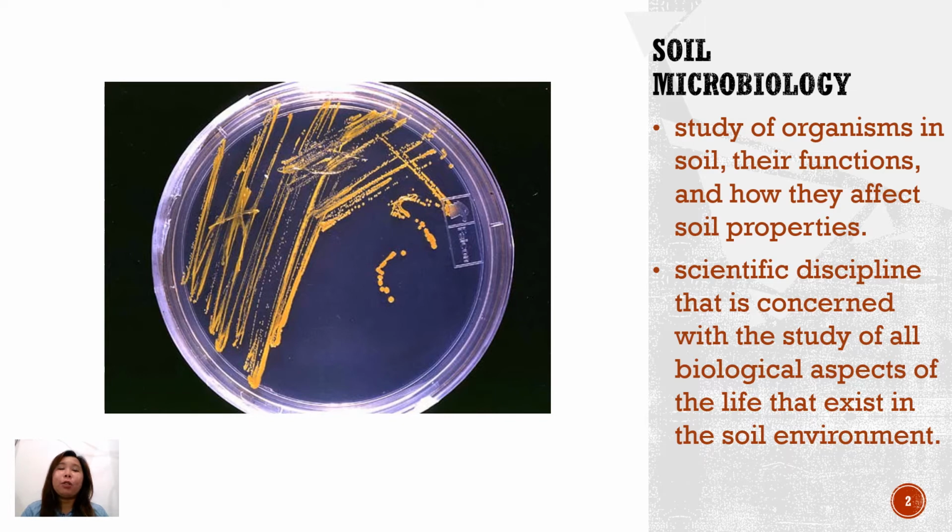to plant growth. So in this video, we will tackle some important organisms living in the soil and their relationship with other soil properties such as the physical and chemical, and we will relate those properties in plant growth. Another definition of soil microbiology is that it is a scientific discipline that is concerned with the study of all biological aspects of life that is existing in the soil.